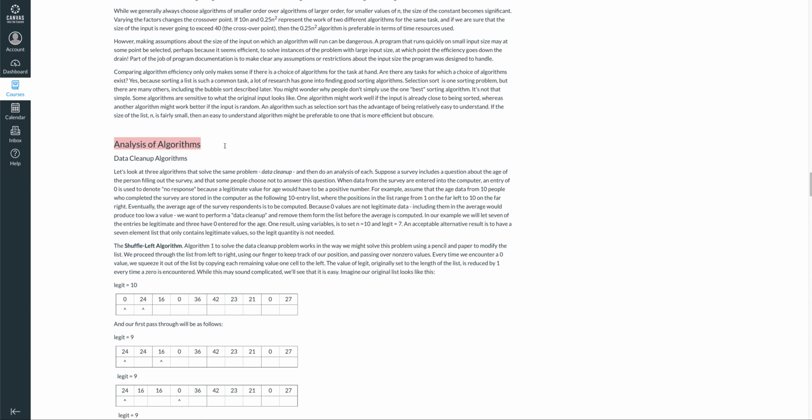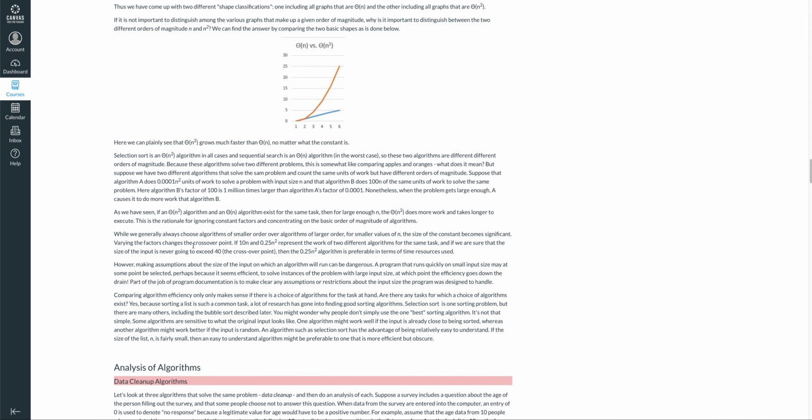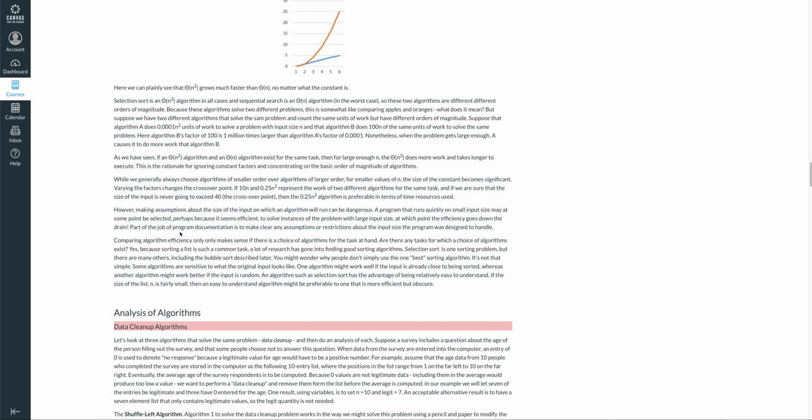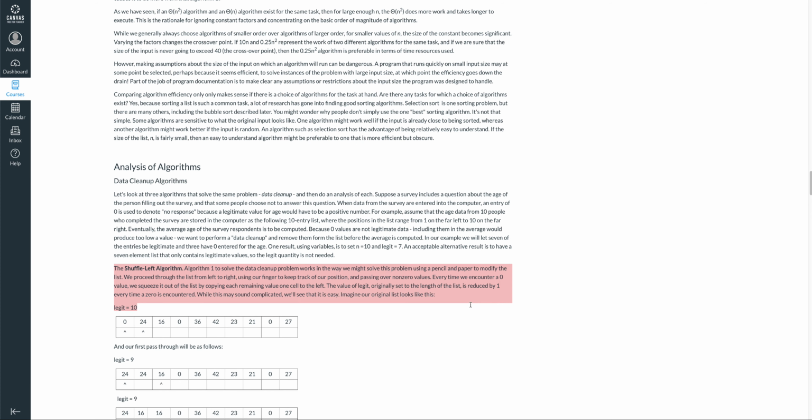And now we have the types of algorithms, okay? The types of algorithms we're about to discuss are all data cleanup algorithms. So they don't sort anything; they just want to filter information. We will be discussing polydeterministic ones. The first one will be the shuffle left algorithm.